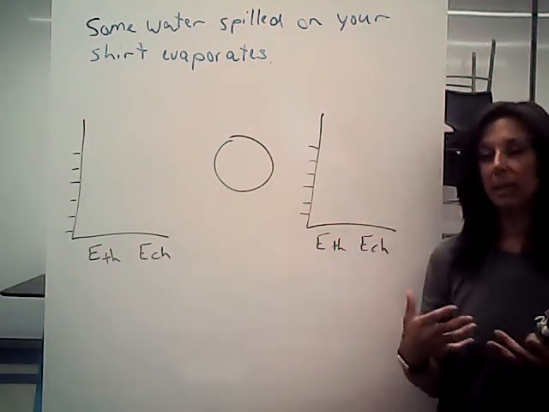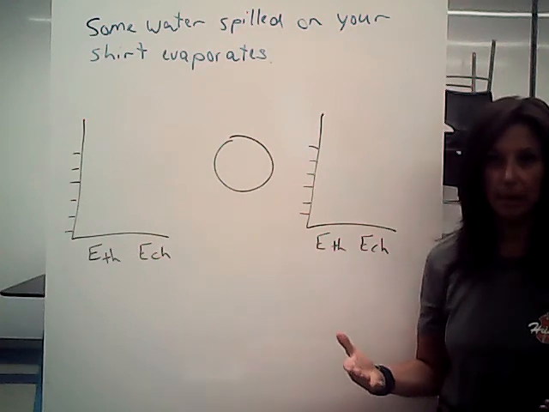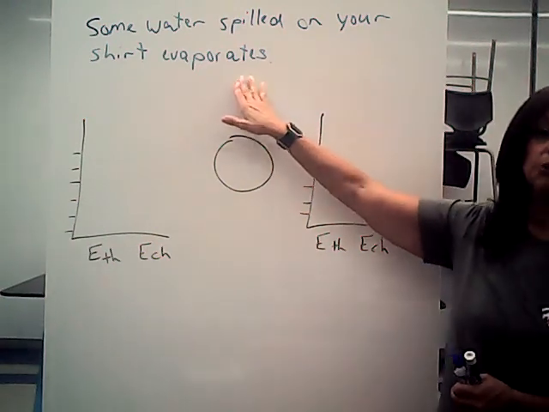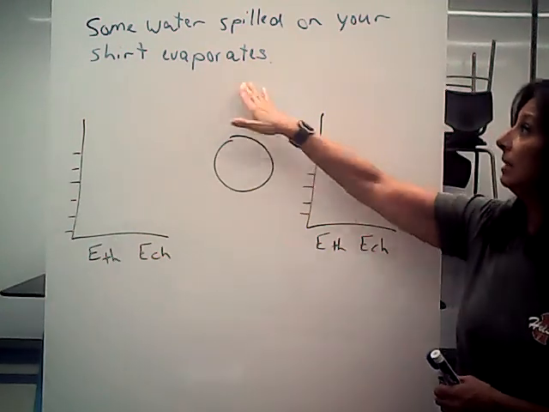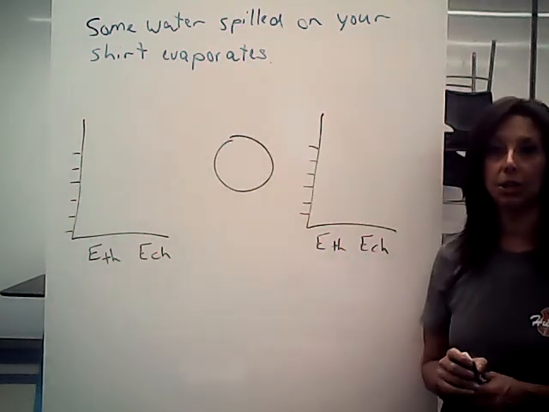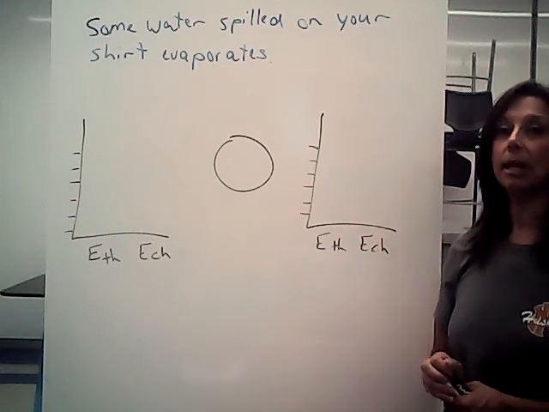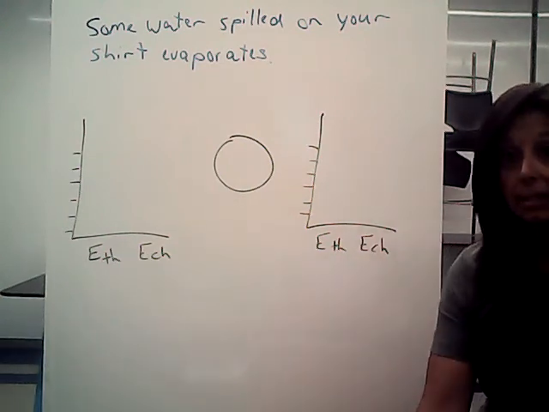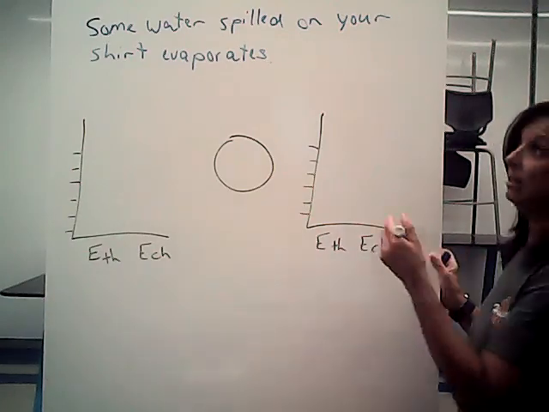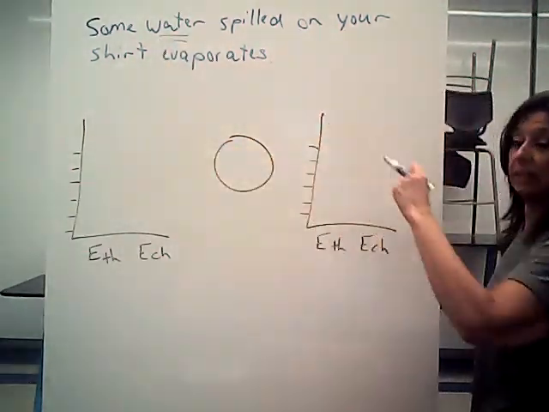So let's start with what's the system? What system are we talking about? It depends on the scenario, so you've got to read what the scenario is. What is it that we're talking about? This says some water spilled on your shirt evaporates. So we're talking about an energy transfer in water. So water is considered the system in this particular scenario.